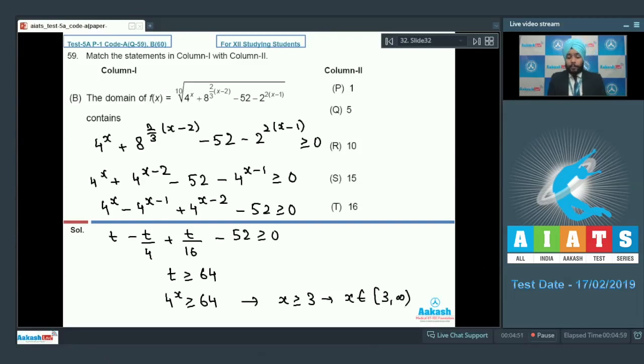We have to find out the domain contains which of the following elements. So B option clearly matches with all the numbers which are greater than or equal to 3. So Q, R, S and T are the correct choices for B part. Let us move on to C.